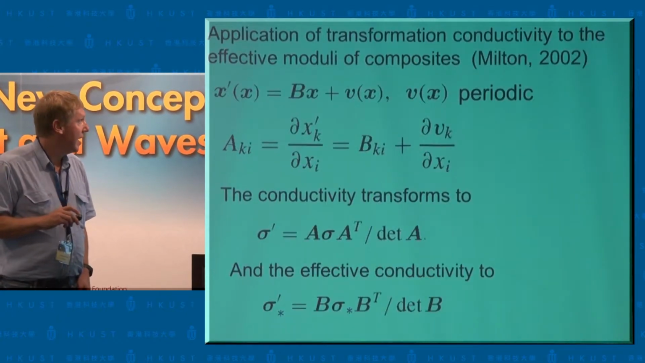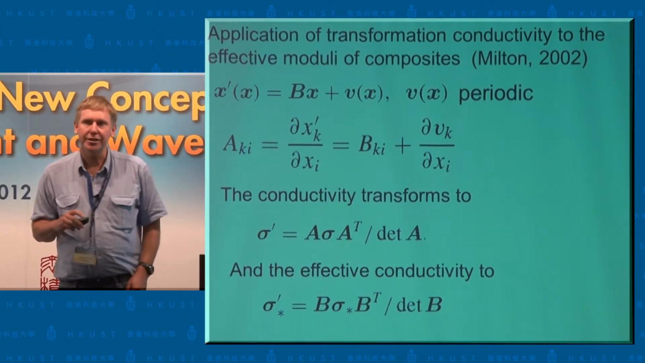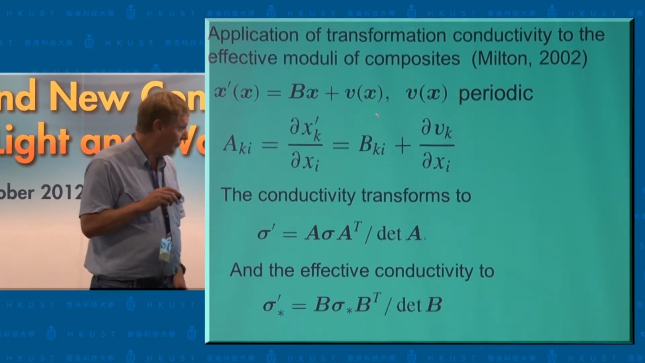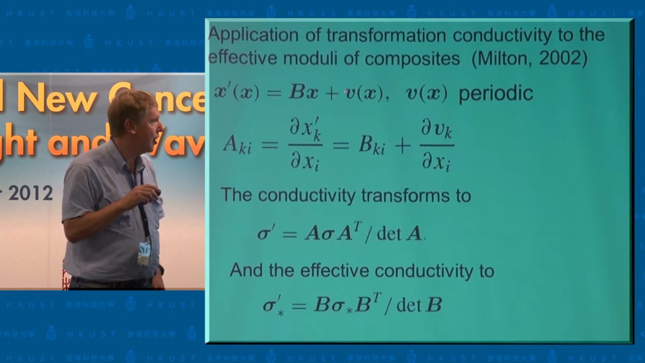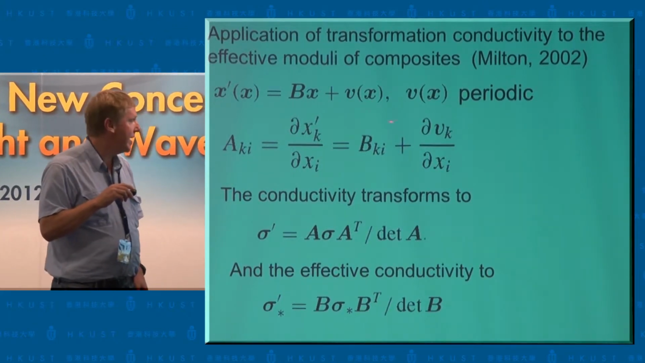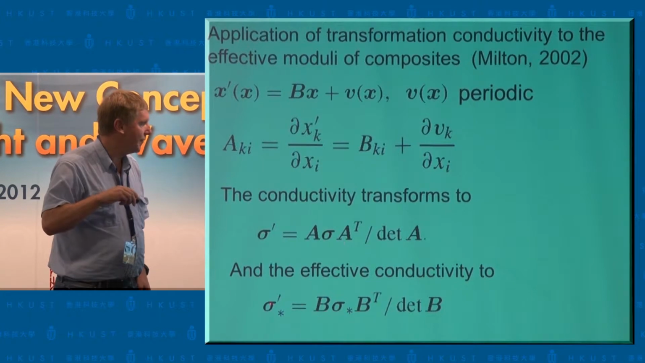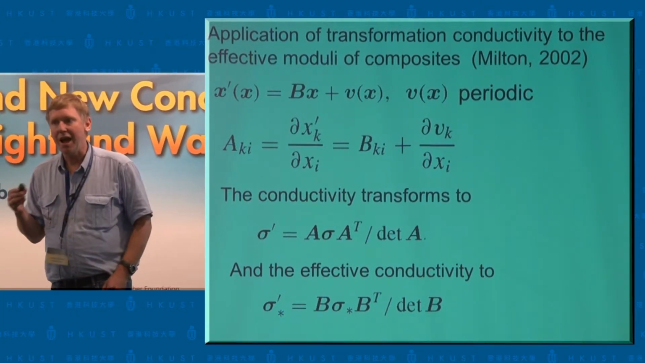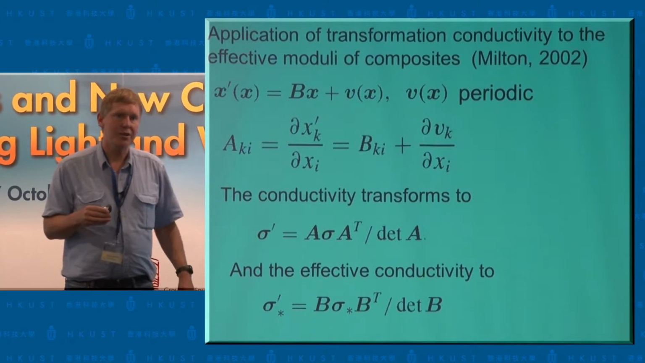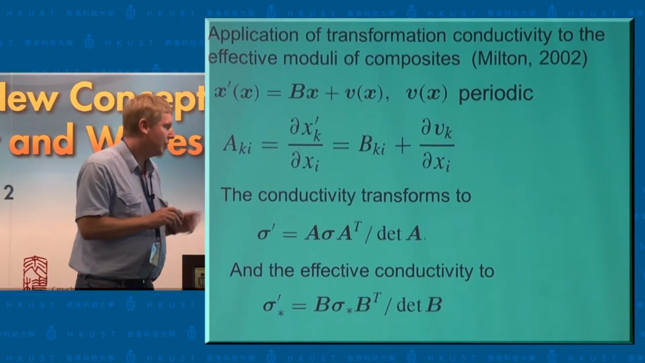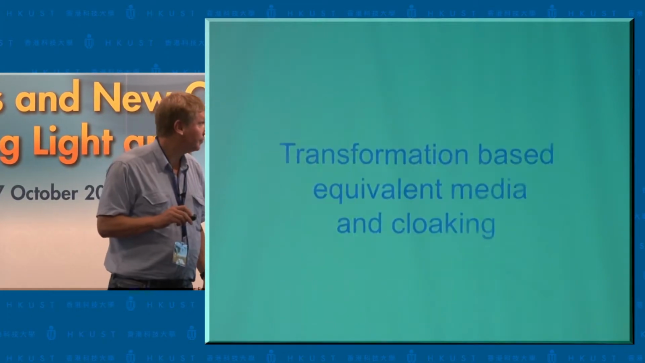I'll just mention an application of this to composite materials. If you've got a periodic composite material and you transform your coordinates by this equation here, by a linear term plus a periodic term, then there's an associated transformation of the local conductivity given by this, and the effective conductivity given by a similar formula. This implies that if you know the effective conductivity for one structure, you can get the effective conductivity for a whole variety of structures as well. And of course, that's not just true for effective conductivity, but also effective dielectric constant and effective magnetic permeability.